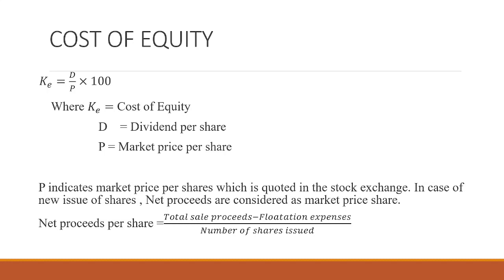So two aspects are there. One is D, that is the dividend per share, and P is the market price per share. Now P is the market price which is quoted in the stock exchange. In case of new issue of shares, that is if there is an initial public offer of the shares, in such a situation the net proceeds are considered as the market price of shares. Net proceeds per share can be found out as total sale proceeds minus the flotation expenses, that is the issue expenses, divided by the number of shares issued.